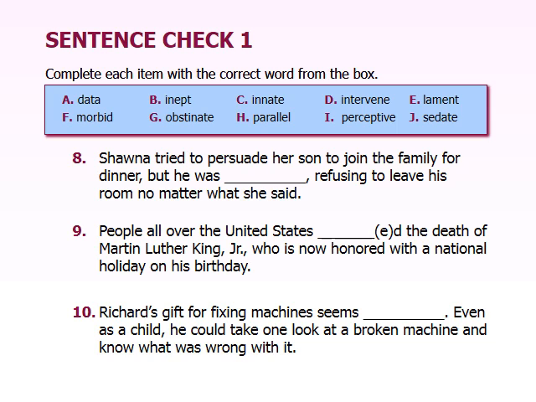Richard's gift for fixing machines seems blank. Even as a child, he could take one look at a broken machine and know what was wrong with it. So this is saying that even before he got any education, even when he was very small, he was able to fix things. So how would you describe his skill or his gift for fixing things?